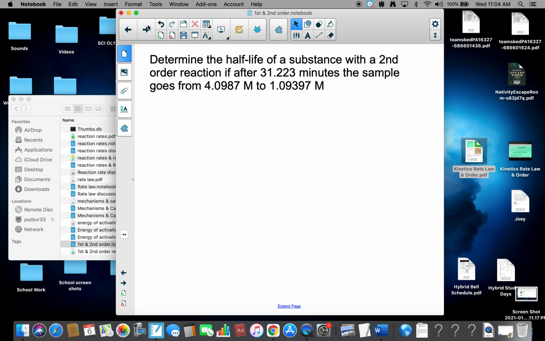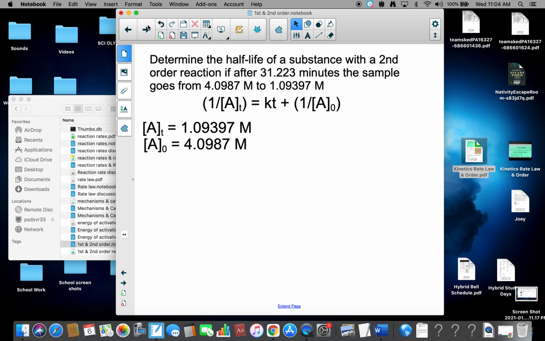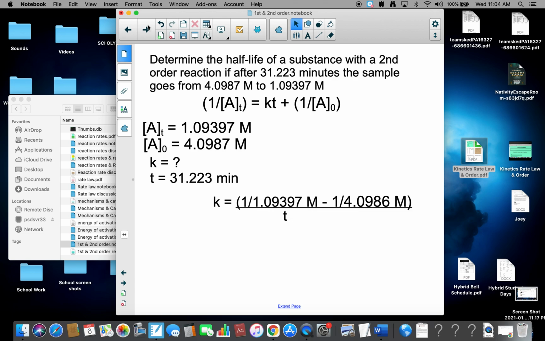If after 31.223 minutes, the sample goes from 4.0987 molar to 1.09397 molar. All right. Using our equation, A_t is 1.09397 molar because it's at the end. A_0, how much we started with, 4.0987 molar. k, we don't know because we're looking for half-life, and that's involved with half-life. And t, time, is 31.223 minutes. So we have to rearrange to solve for k. So that's going to be 1 over A_t minus 1 over A_0, all over t.